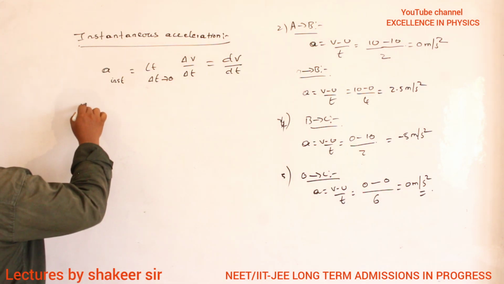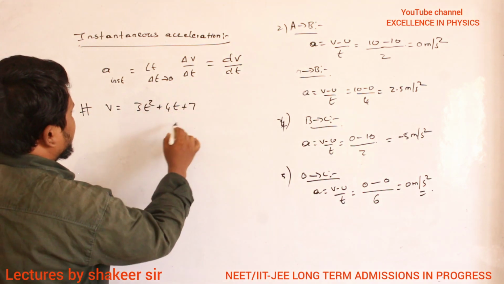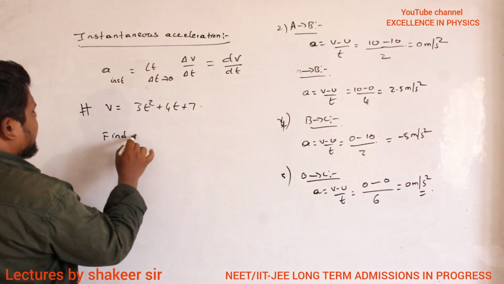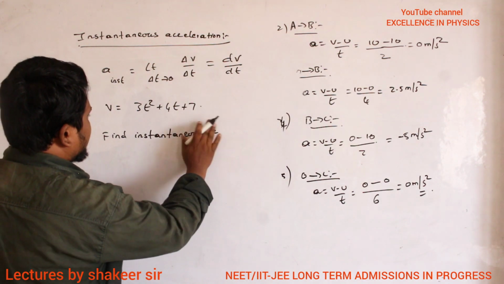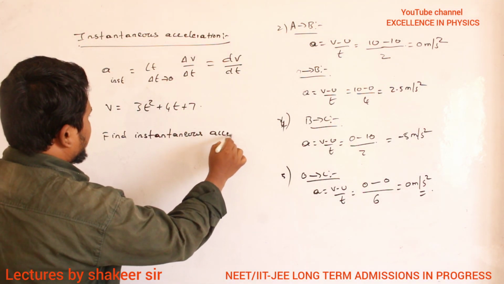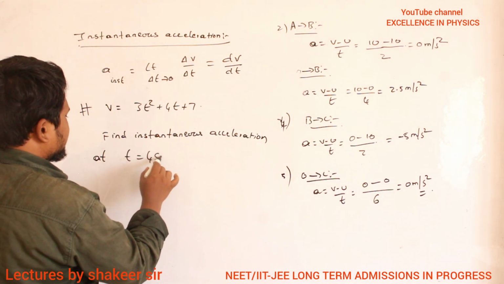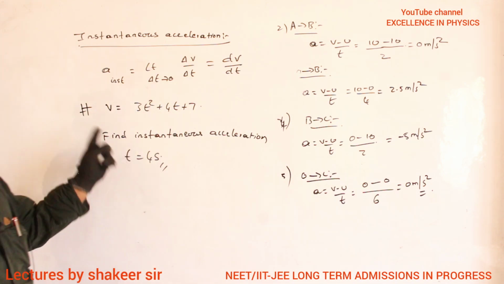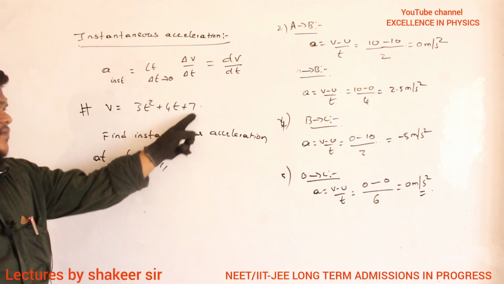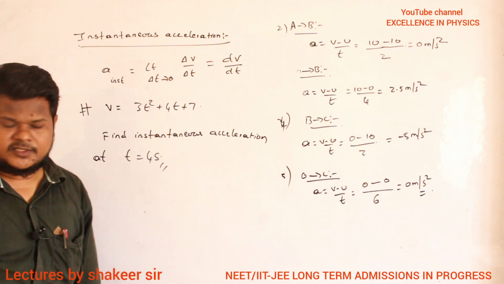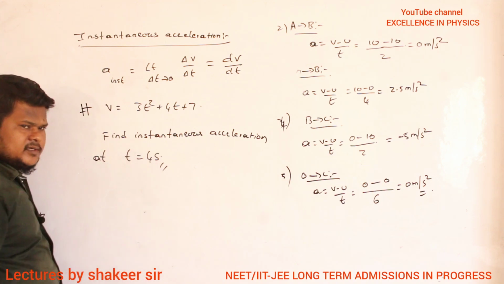For example, if equation is given like this, velocity is equals to 3t square plus 4t plus 7, okay ma? So find instantaneous acceleration at t is equal to 4 seconds. That is the question. So velocity of a body is changing according to this relation. If time changes, velocity also changes. Definitely I can say velocity is not a constant, no? Velocity is definitely changing. Okay. So in this condition, how can you find out instantaneous acceleration at t is equal to 4 seconds?